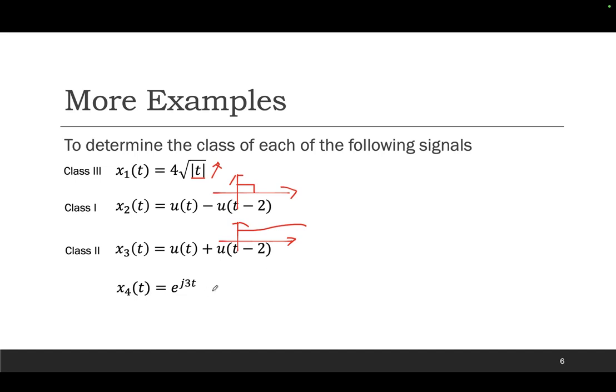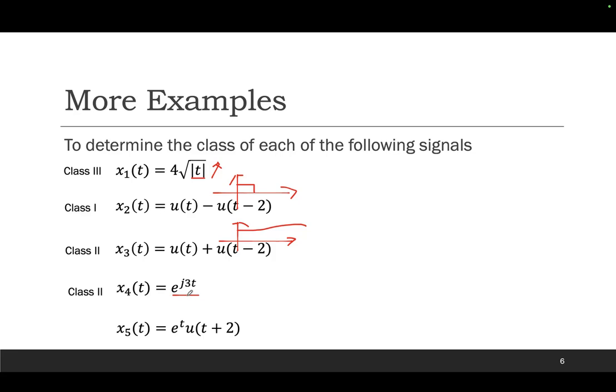How about this one? Actually we talked about that. What equation can you use? Euler equation. You can use Euler equation to convert it to the sinusoidal signal. Of the sinusoidal signal, we know it is a periodic signal, am I right? So it is class two.